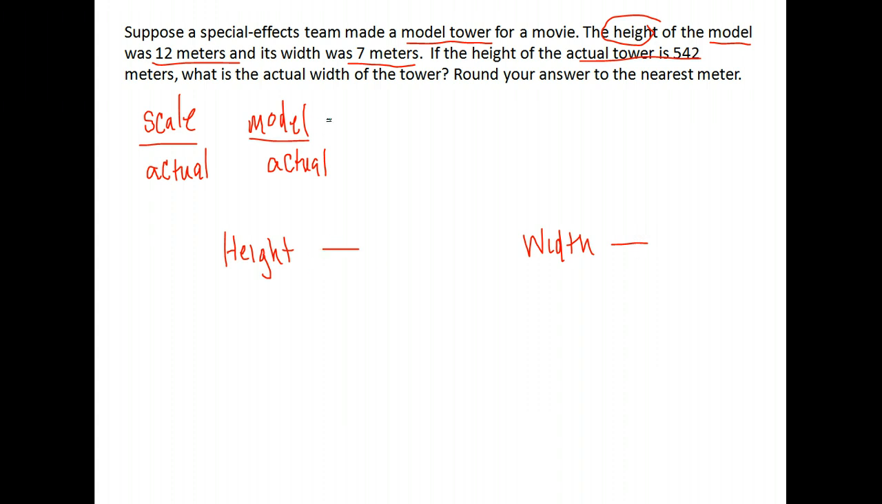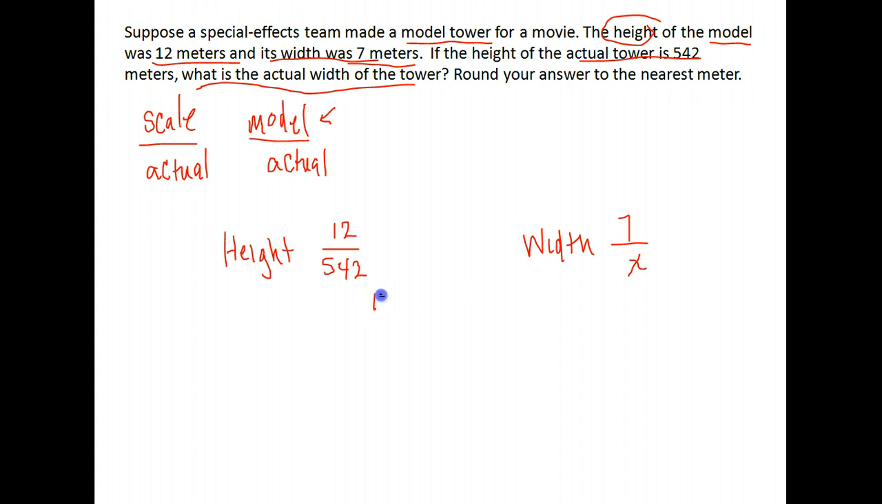So what's the height of the model? That's our top number. The height of the model, it says, is 12 meters. So we put 12 meters on the top. What's the actual? That's going to go on the bottom. It says the height of the actual tower is 542. So the actual height is 542. Now let's set up our ratio for width. The width of the model was 7, so the top is going to be 7. The actual width is going to go on the bottom, but that's the part we don't know. It says what is the actual width, so that's going to be our x.